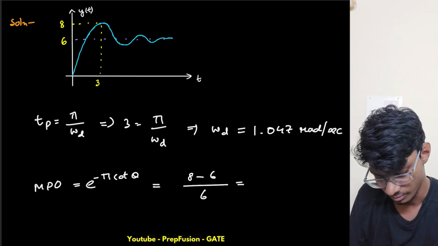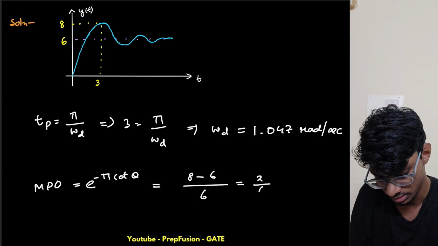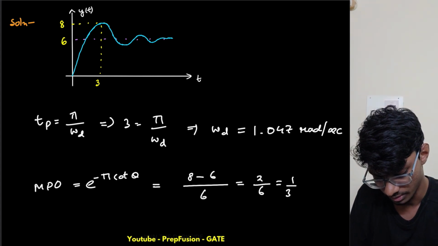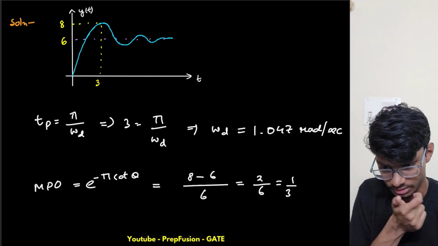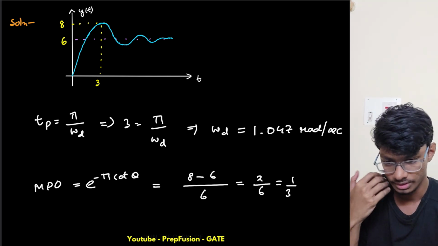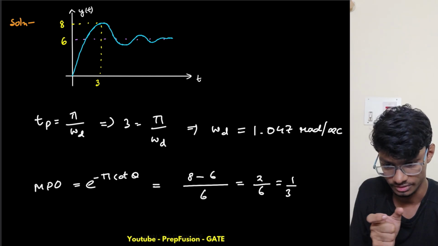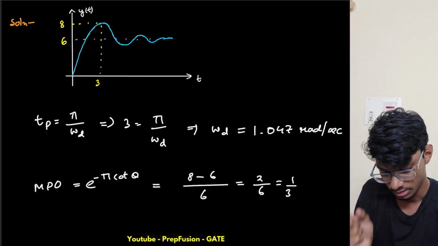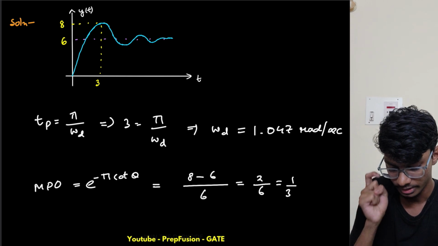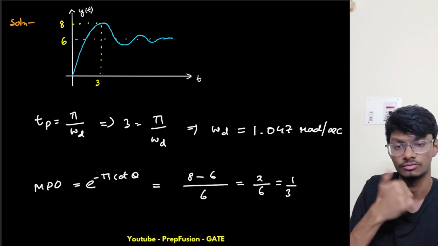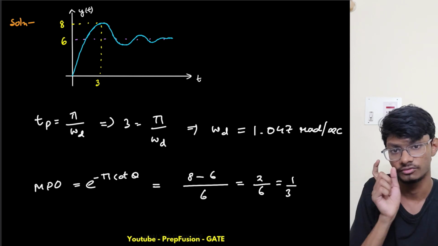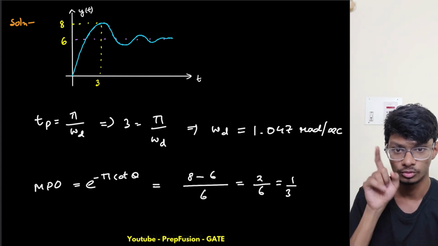So what will I get? This is 2 by 6, this is 1 by 3. So e raised to power minus pi cot theta equals 1 by 3. Now you simply take the log of this, then you multiply by minus 1, then you divide by pi, and then you take the inverse. Then you do the tan inverse, and then you find the theta. That is what you do in the GATE calculator.